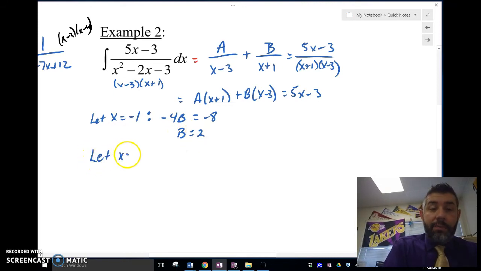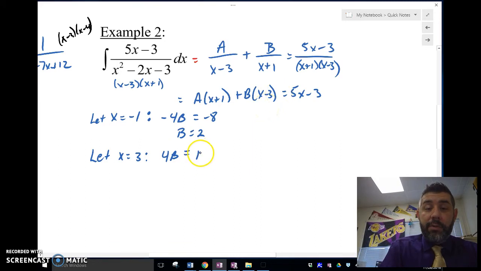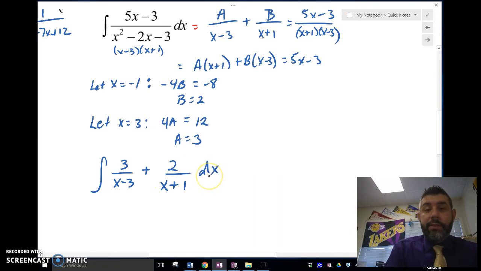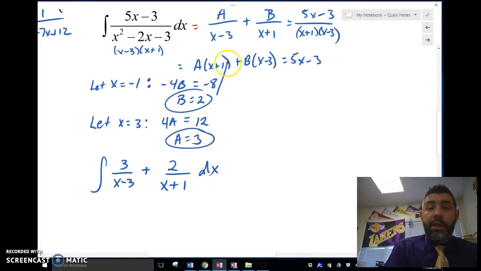And then I'm going to let x be equal to positive 3 so that the x part right here on the b gets rid of the b. And then I'm going to have 4b equals 3 times 5 is 15 minus 3 is 12. Actually, this is a. Sorry about that, guys. 4a. And a is going to be equal to 3. Perfect. So now I'm going to get the integral of 3 over x minus 3 plus 2 over x plus 1 dx. Okay, because I substitute a and b up here.